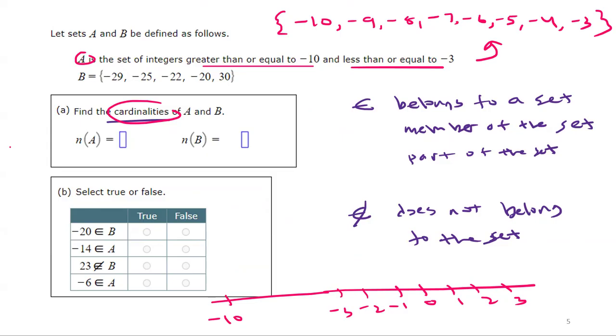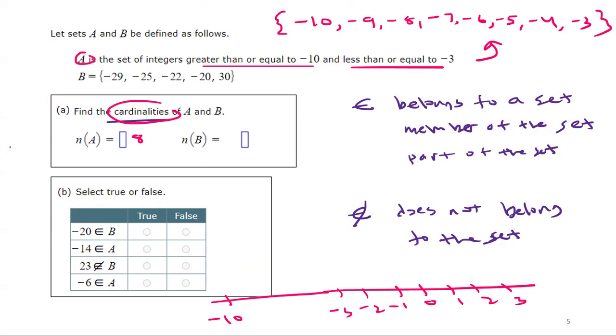You have 1, 2, 3, 4, 5, 6, 7, 8. So that means here we would have 8, right? So the cardinality of A is 8 because there's 8 elements in the set. There are 8 numbers in the set. Does that make sense? Okay.